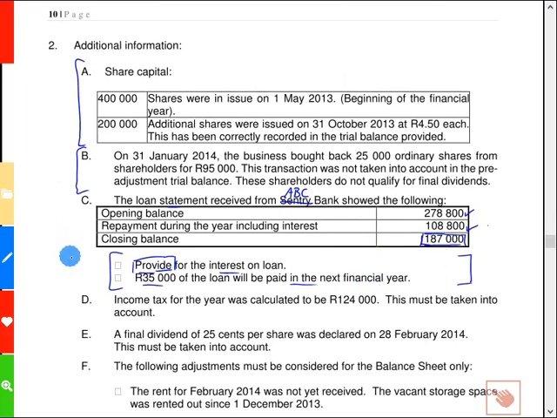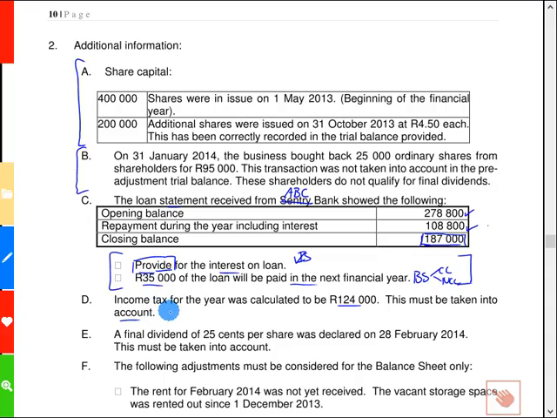Right, so we've dealt with the income statement portion here. This we know is going to affect our balance sheet split between current liabilities and non-current liabilities. Then we know the income tax for the year was calculated as 124,000 Rand. This must be taken into account. So where do we need to take it into account?